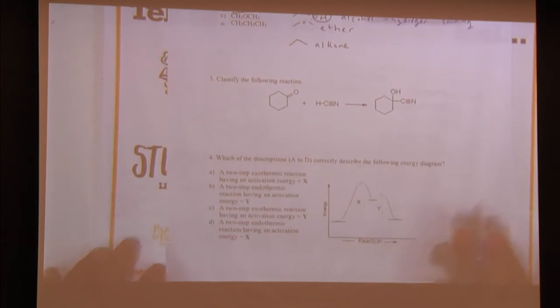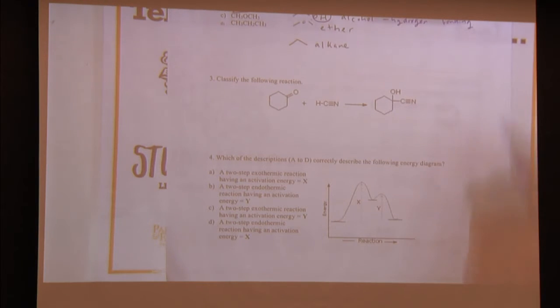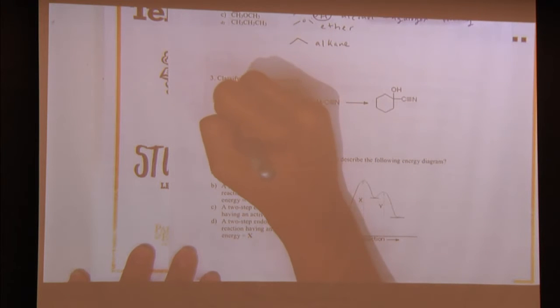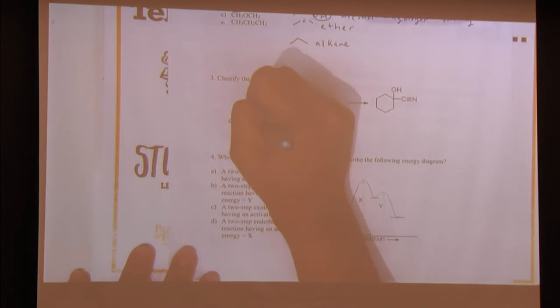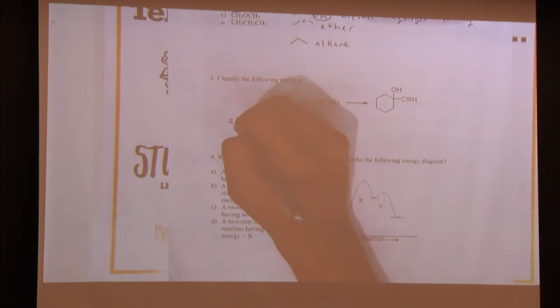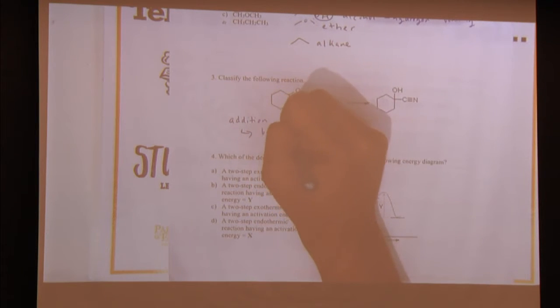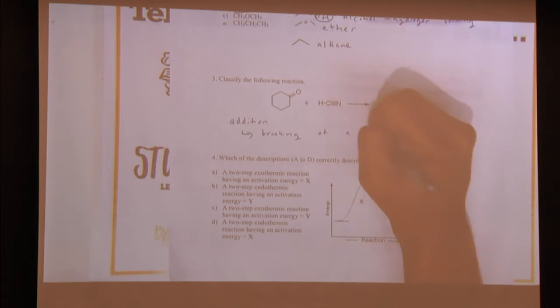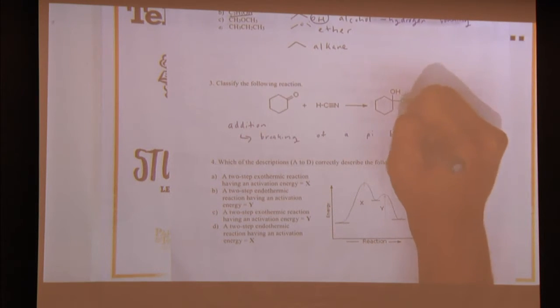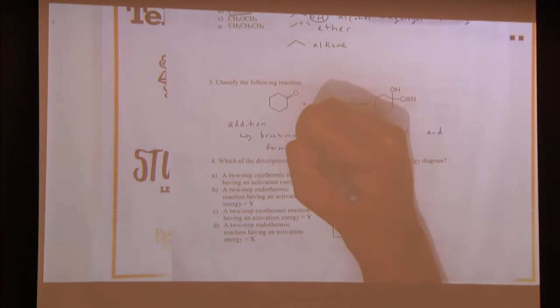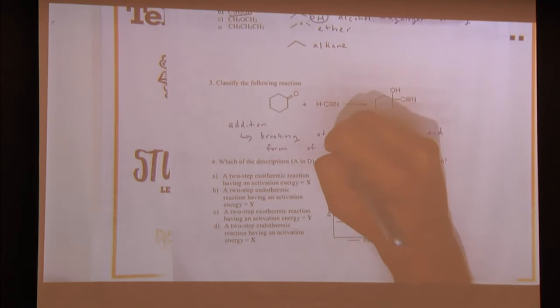Now, in the following reaction, this doesn't really look familiar as the type of reaction that we've seen, but in fact, this would be classified as an addition reaction, because an addition reaction is characterized by the breaking of a pi bond and the forming of two new sigma bonds.